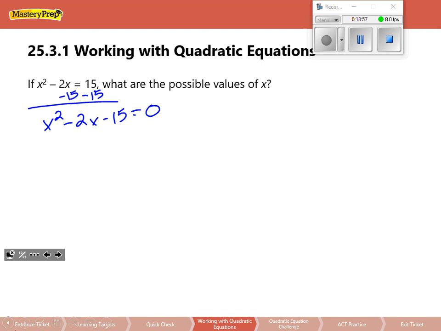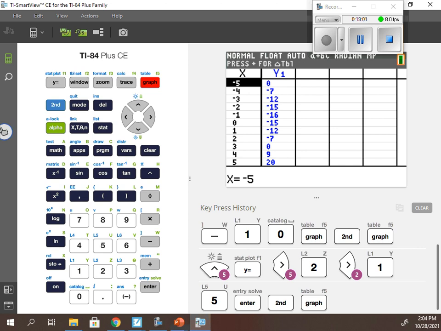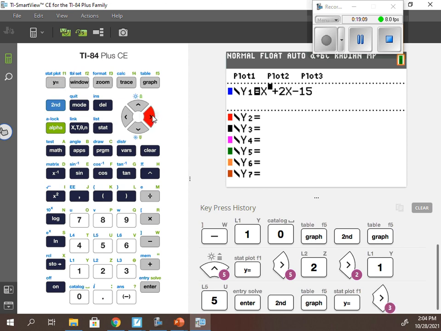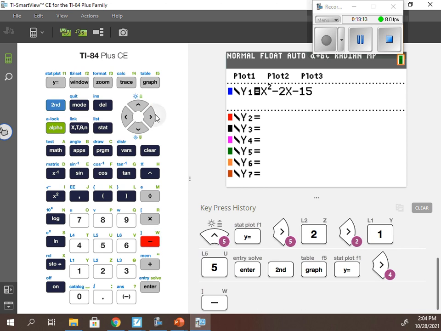And once we get it equal to 0, what we can do is we can grab the graphing calculator. Y equals, so we have x squared minus 2x minus 15. We can type that into the calculator and hit graph.